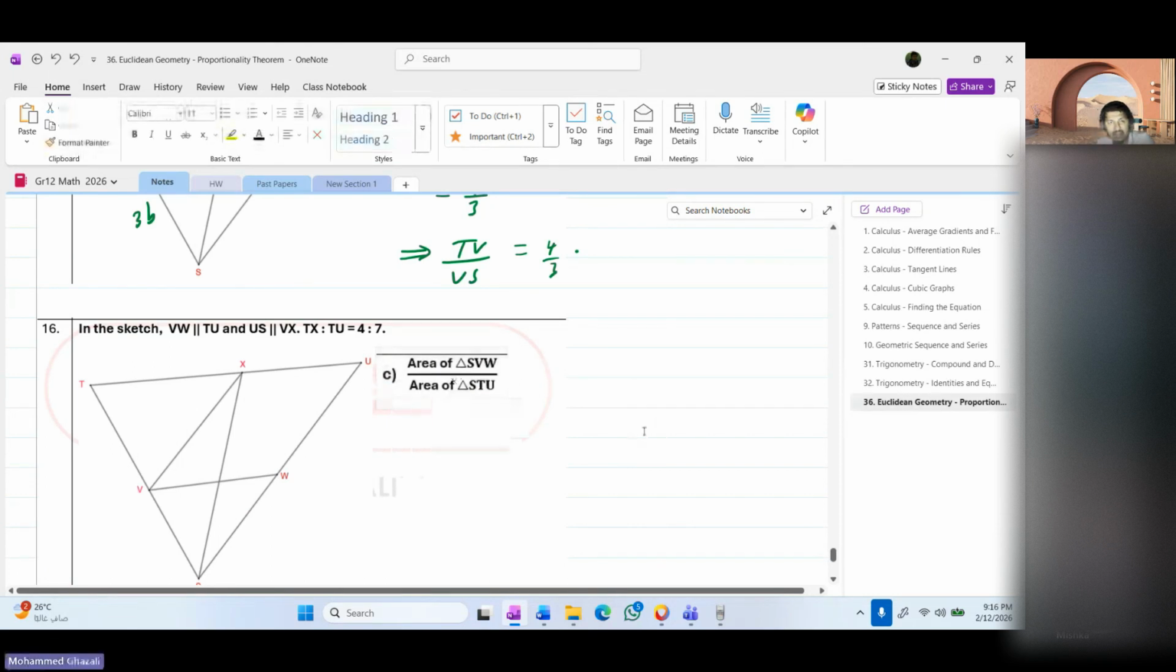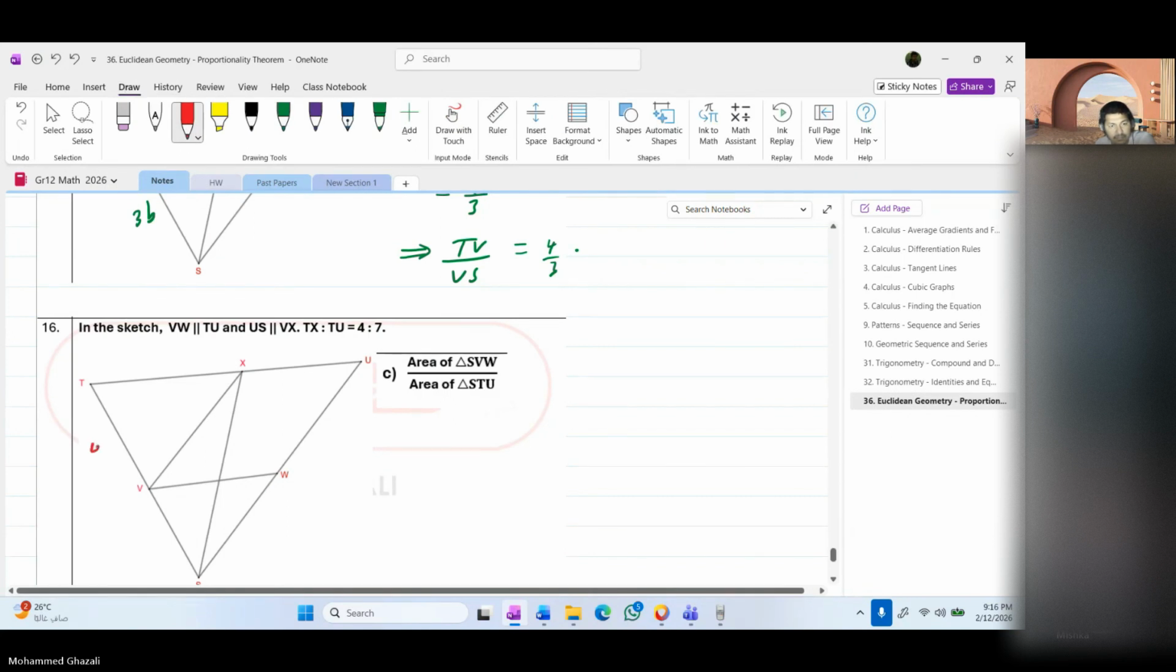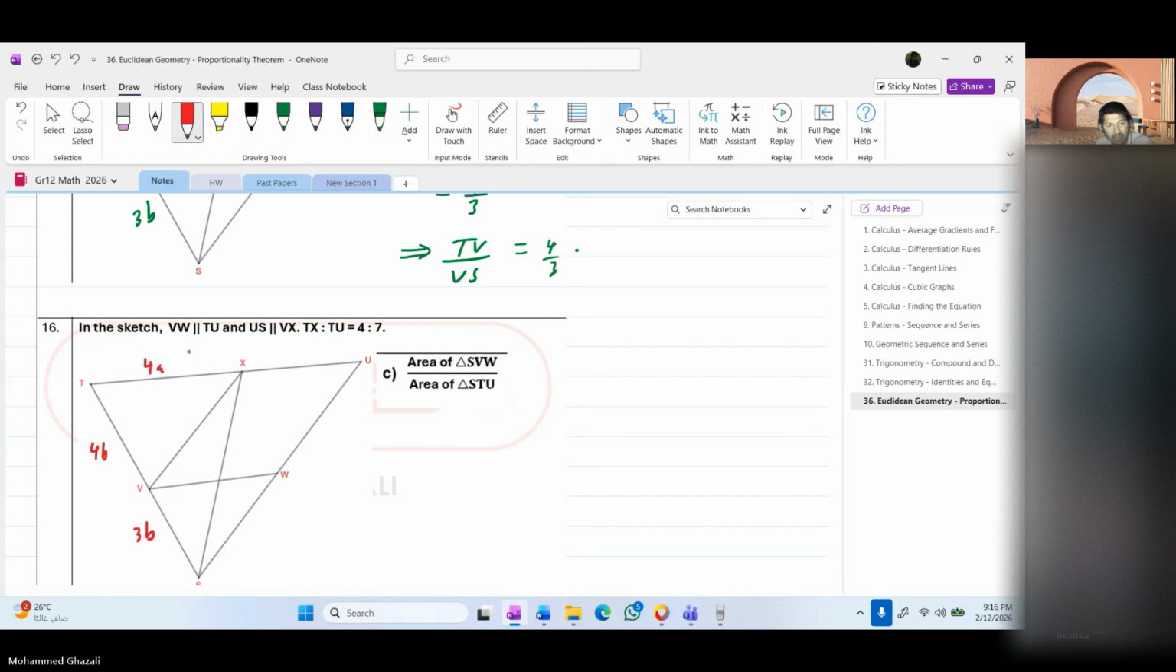Right, so area of triangle SVW. I'm just putting all the stuff that we had. Parallel, parallel, right? And we had this as parallel as well. Right, let's see. Area of triangle SVW. SVW, this entire one on top.